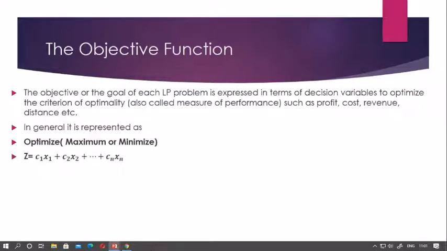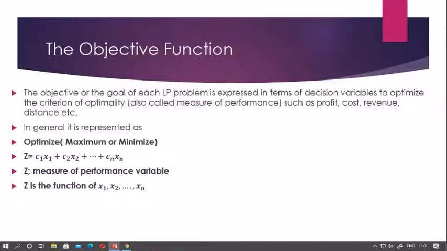a certain linear function, where the linear function is denoted by z, and that is equal to c1 x1 plus c2 x2 plus etc. cn xn, where z is the measure of performance variable, which is also a function of x1, x2, etc. xn. The quantities c1, c2, etc. cn are called the parameters that represent the contribution of a unit of the respective variable x1, x2, etc. xn.